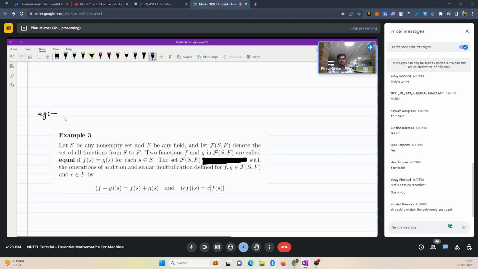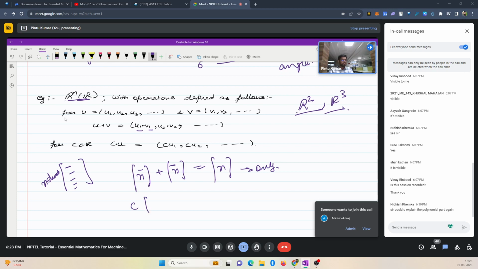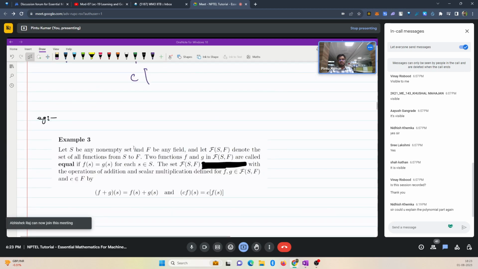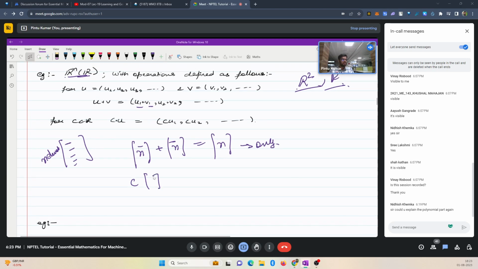Closure is obvious: if we have two vectors of length n and we add them, we will get a vector of length n only. So the closure is satisfied, at least for the addition part, because we are doing pairwise addition. Now for the scalar multiplication also, this is satisfied. So this is an example of our vector space. This is quite an obvious example, right?